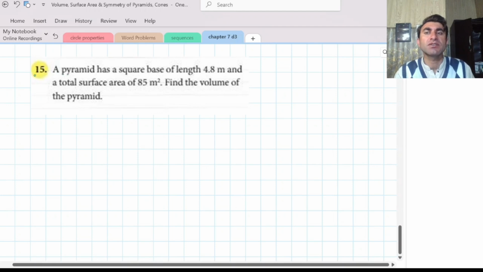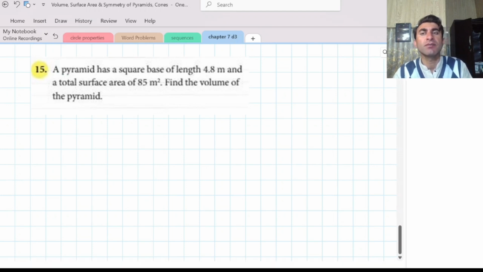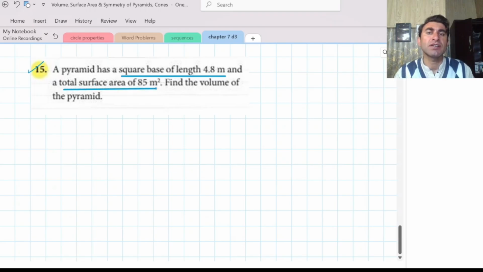Now we are starting question 15. We have skipped question 14 because it was exactly similar to question number 13. In question 15, it states a pyramid has a square base of length 4.8 meters, and a total surface area of 85 meters square. Find volume of the pyramid.